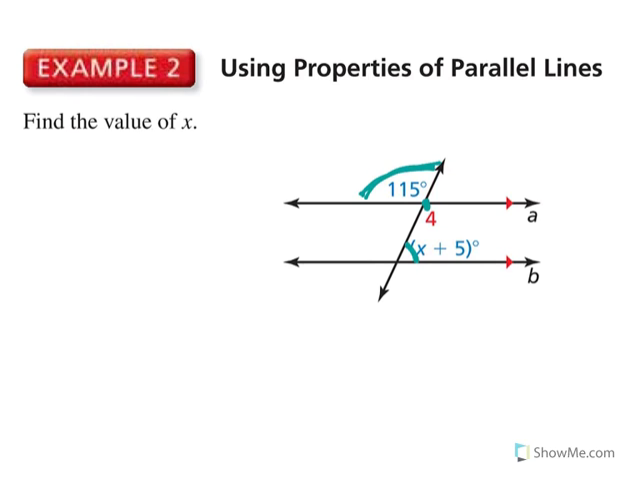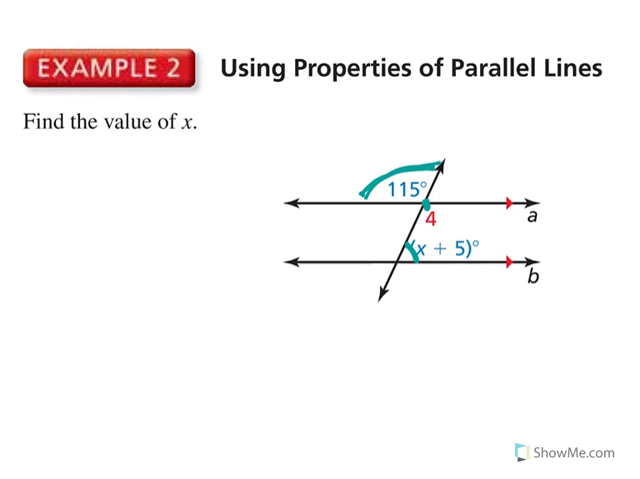So first think about 115 and our x plus 5. They do not have any sort of relationship. We don't have a way to connect this exterior and this interior angle, because they're not corresponding, they're not in the same position, and one's exterior, one's interior. So we have no correlation. We don't have any theorems that tell us about that.